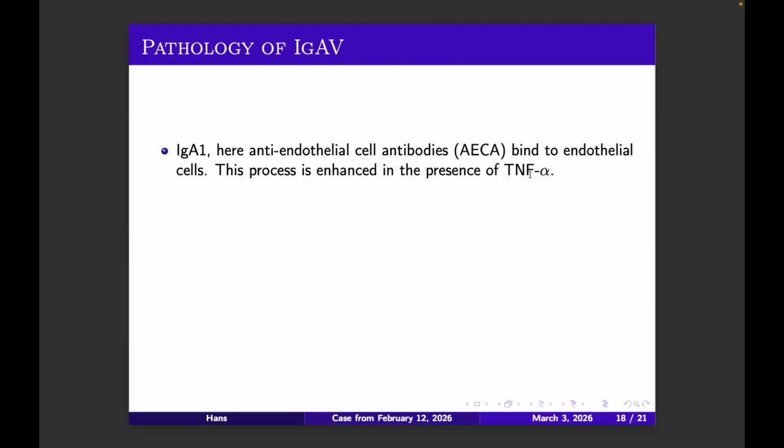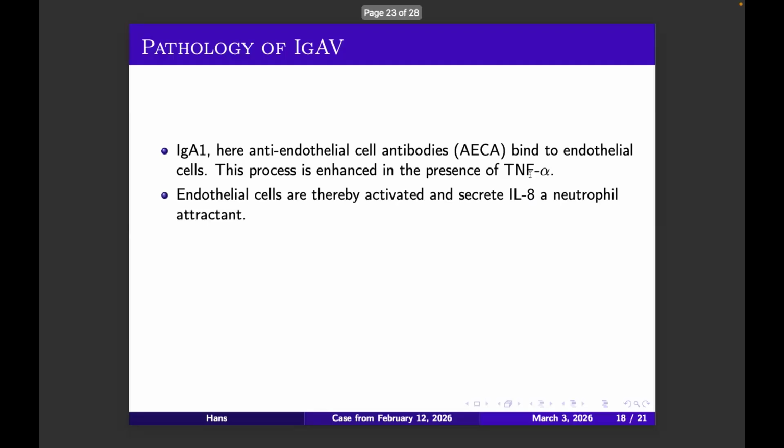By contrast, in IgA vasculitis without kidney involvement, we have something like antimicrobial mimicry, where IgA antibodies, after an infection, bind to endothelial cells. And this process is enhanced in the presence of inflammation. These endothelial cells, after the IgA1 are attached, are activated. They secrete interleukin 8, and that attracts neutrophils.